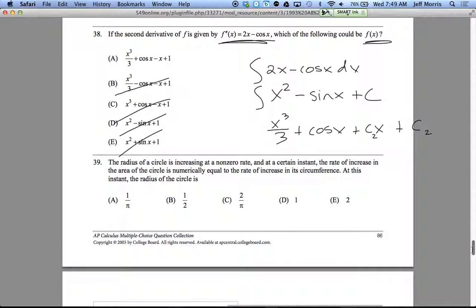Here's the deal. It said could be. So the answer has to be A. Because I don't know, I'm not going to be able to find the c's. I know it can't be these, because I have to get x to the third over 3. I have to get a plus cosine x, and the only possibility is A. That one's not too bad.